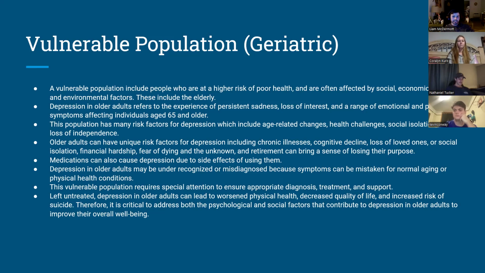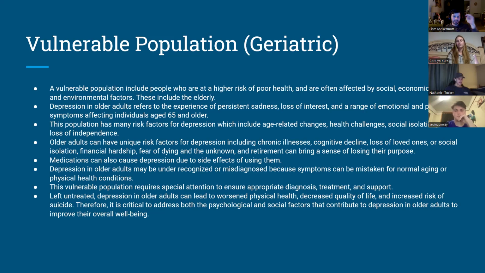Depression in older adults is heavily under-recognized, and it is misdiagnosed because the symptoms can be masked. We see this in Alzheimer's patients, where they'll have a cognitive decline, and it'll be looked at as a normal aging process, when really they're depressed, and it can make the onset of another disorder even worse. This vulnerable population requires special attention to ensure appropriate diagnosis, treatment, and support. As I said, a lot of stuff goes under the radar, and this can lead to very bad outcomes.